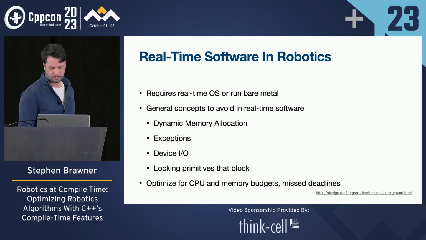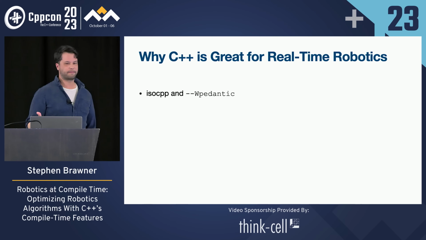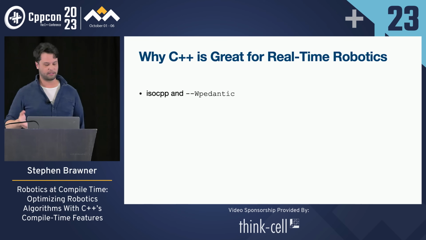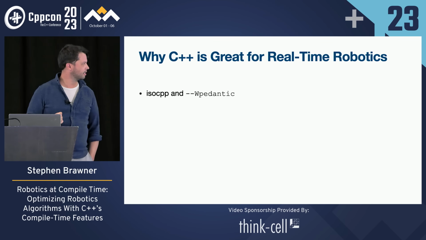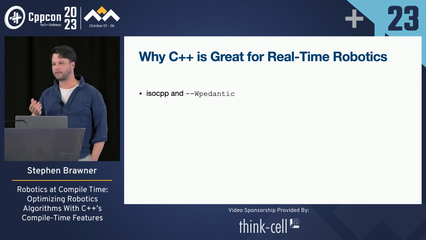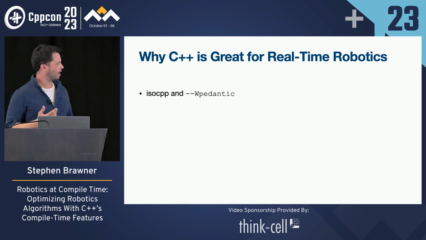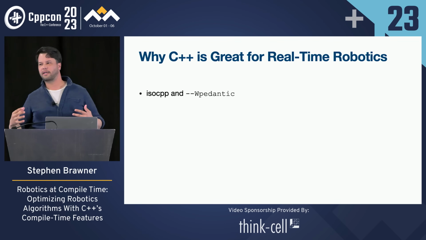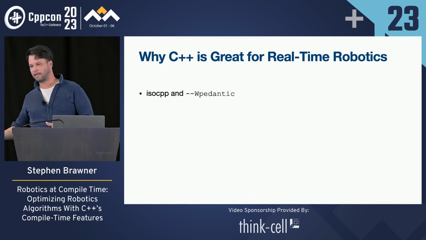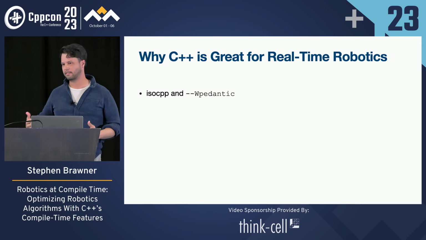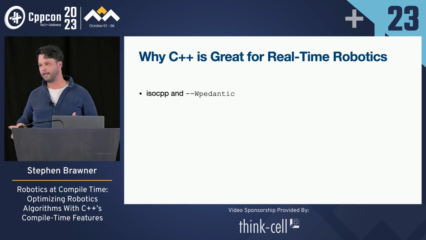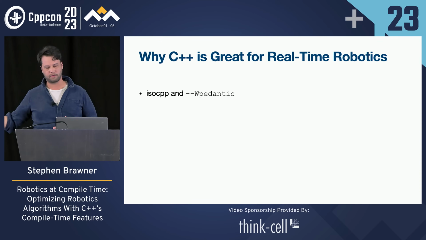So why is C++ great for real-time robotics? Every single robotics company I've seen uses C++. I think it comes down to a lot because C++ is standardized. There is an ISO standard that we can look at and say, yes, this code does exactly what it's going to do, because it's standardized, because these compilers have been tested long ahead of time. And then we can add flags like -Wpedantic to make sure that this code is conformant.